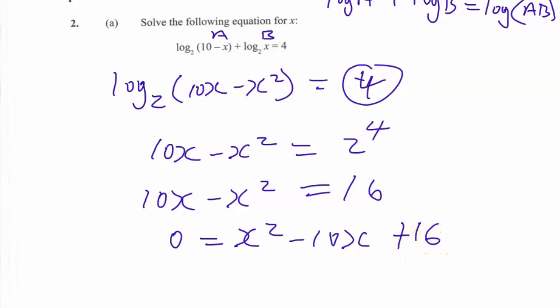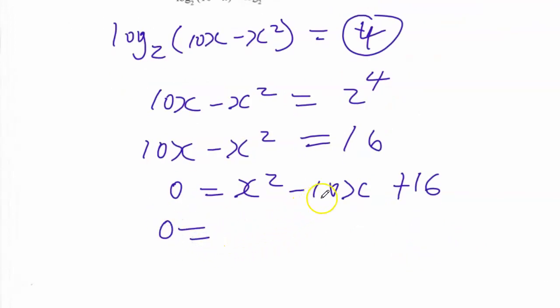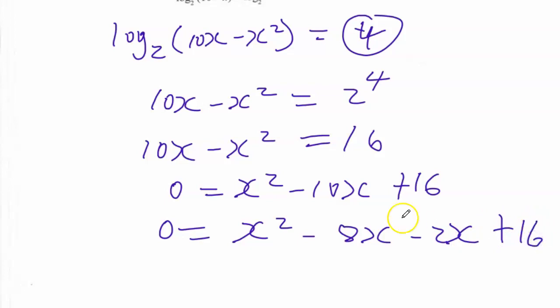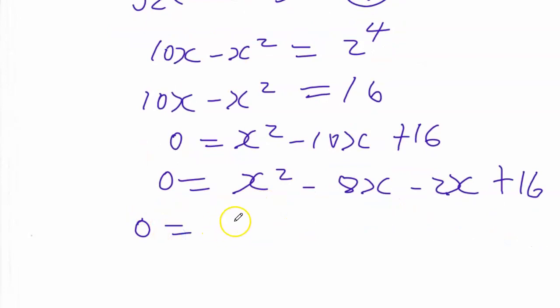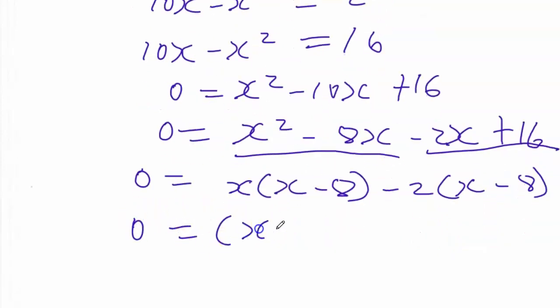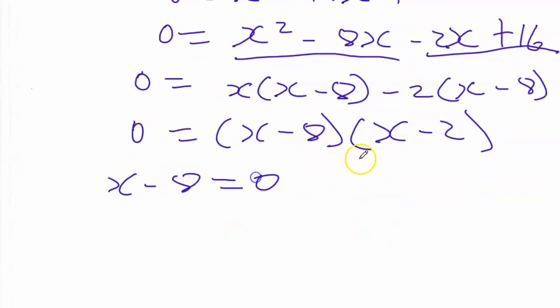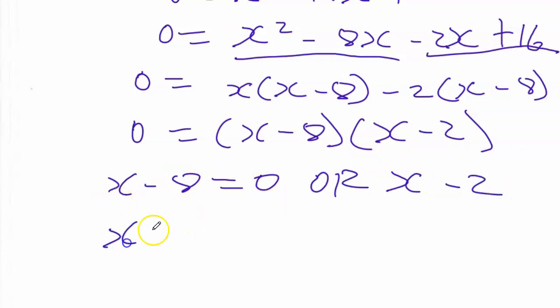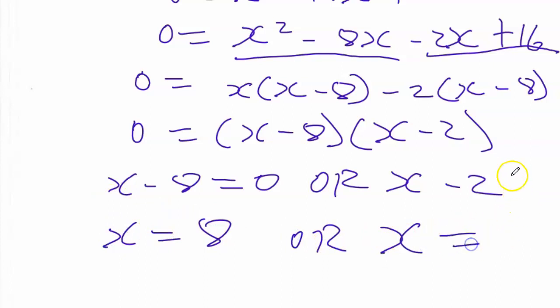We can solve this by factorization or the formula. Let me use the AC method. We need two numbers that add to give negative 10 and multiply to give positive 16. Those should be easy. It's minus 8 and minus 2. So we rewrite negative 10x as minus 8x minus 2x, and we factor by grouping. We have x into x minus 8, and the other pair of terms has minus 2 as a common factor into x minus 8. So we have a common bracket, x minus 8, with x minus 2 outside. Equate both factors to 0. So x minus 8 equals 0, or x minus 2 equals 0, which means x equals 8, or x equals 2.